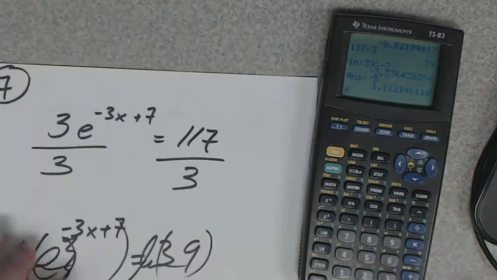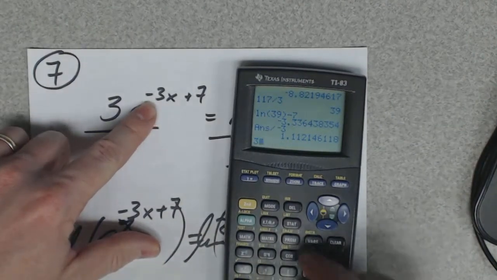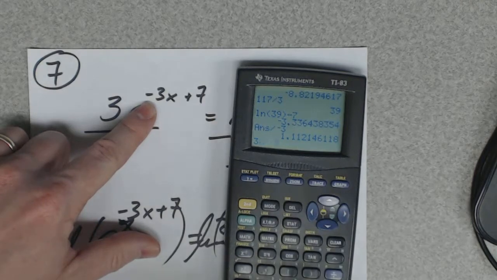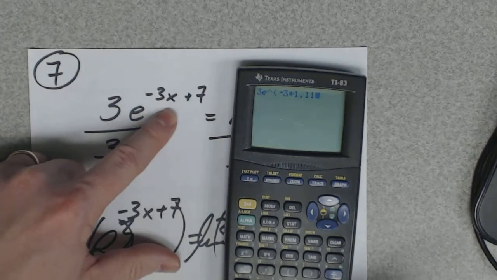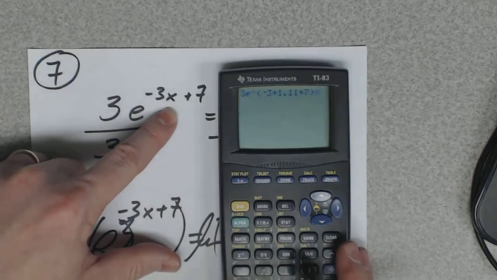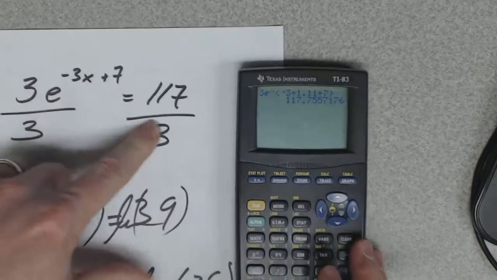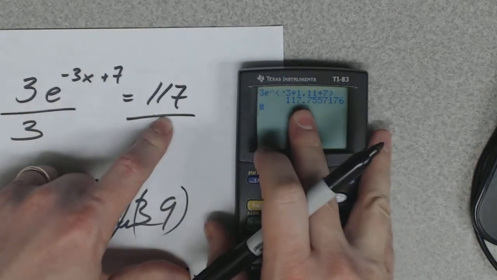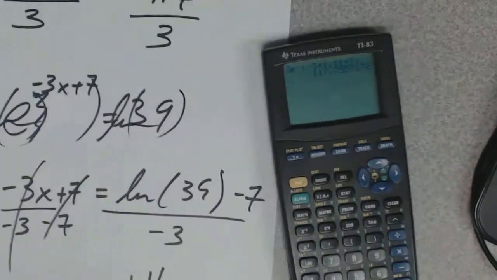Okay, now you can take 1.11 and put it back in here. 3 e is second ln. Let me clear all this off so you can just have that. So 3 e to the negative 3 times 1.11 plus 7 power. So all that's in parentheses like that. I should get 117, which I do. I get close to it. It's not exact because I had to round here.